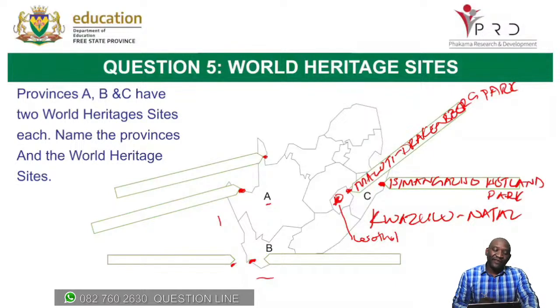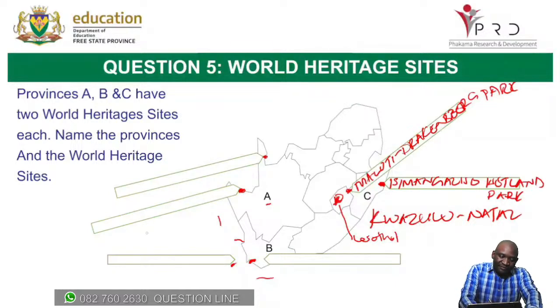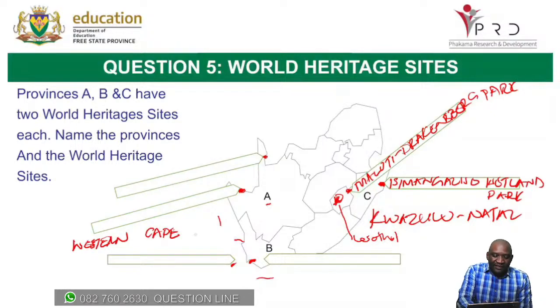Let's first identify the province, which also has two World Heritage Sites. And what is the name of this province? This province is known as Cape Town, Western Cape. That is the name of the province. Province B is Western Cape.